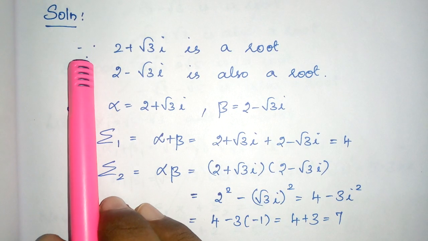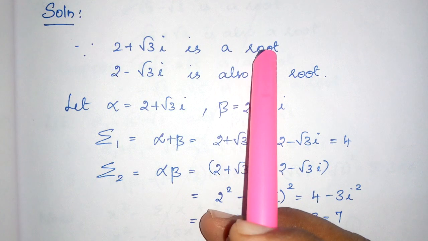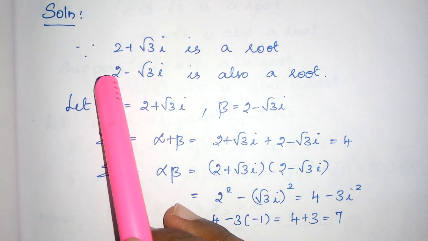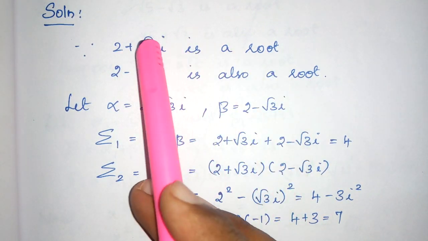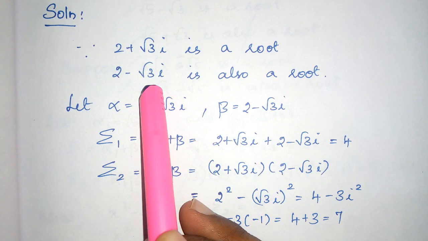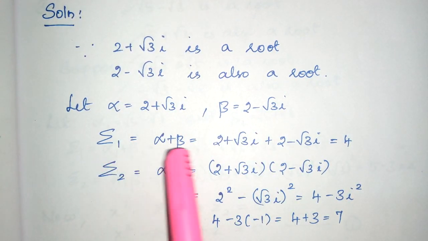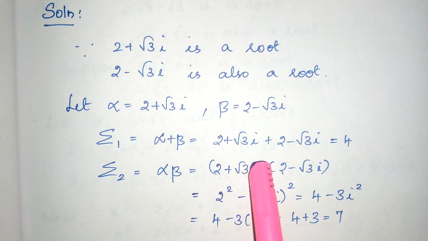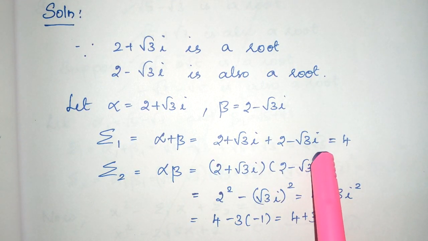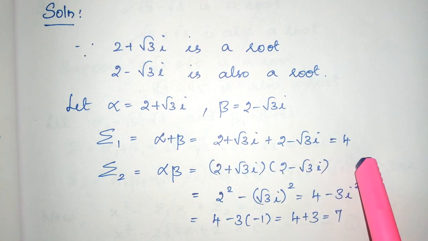Now the solution. 2 plus root 3i is a root. So from theorem 3.3, we can say that 2 minus root 3i is also a root. Taking this as alpha and this root as beta, we are going to frame a quadratic equation. Sigma 1 is nothing but alpha plus beta. So 2 plus root 3i plus 2 minus root 3i. Cancelling these two terms, 2 plus 2 is equal to 4.